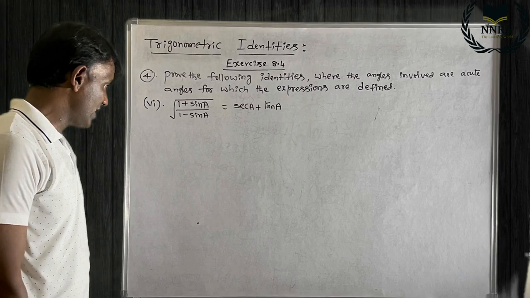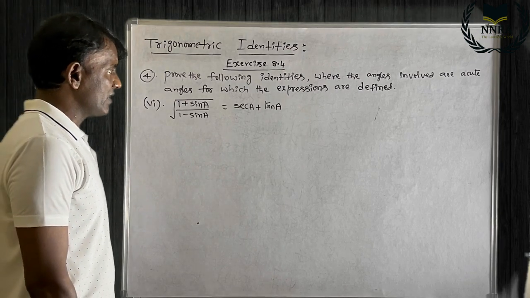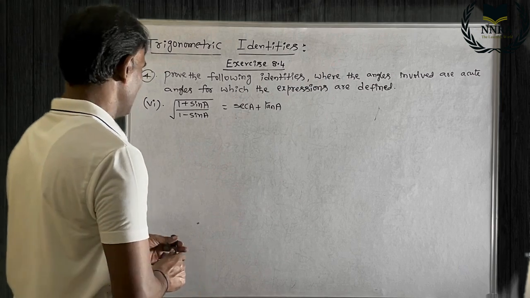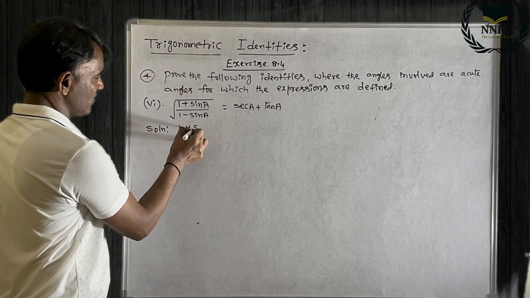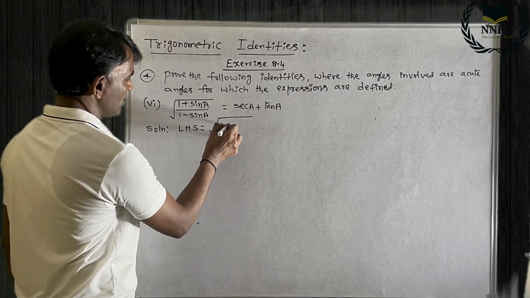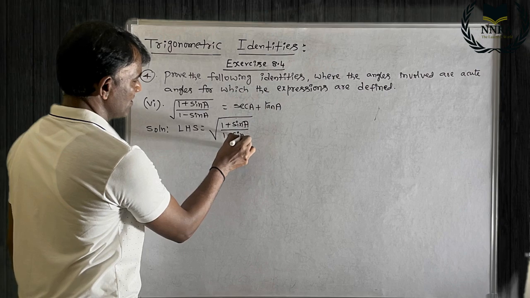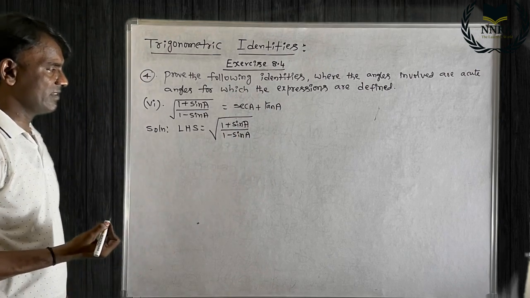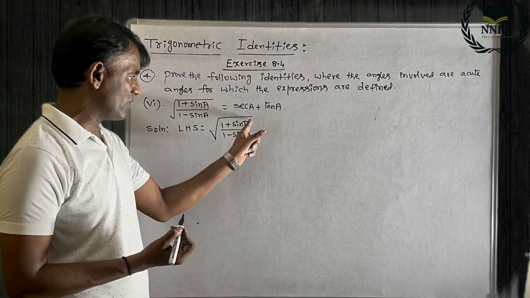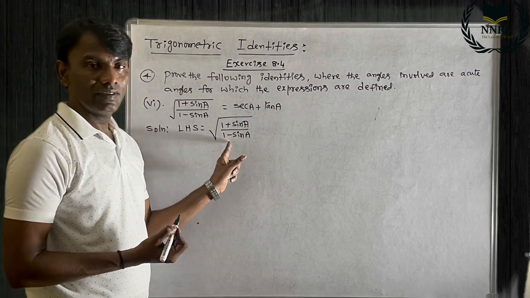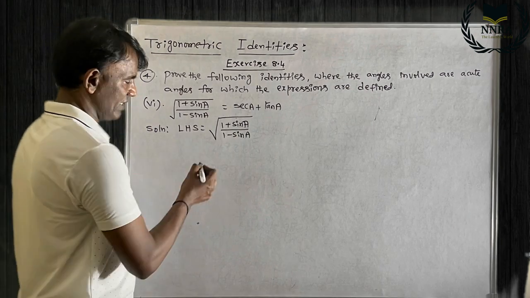So LHS is equal to RHS. Okay, this is the 6th question. Square root of (1 plus sin A) divided by (1 minus sin A) equal to secant A plus tan A. Now just take the left hand side value. What is that? LHS equal to square root of (1 plus sin A) divided by (1 minus sin A). Now do one thing. Just rationalize the denominator. What is the meaning of that? We have to multiply both numerator and denominator by 1 plus sin A. Got it?